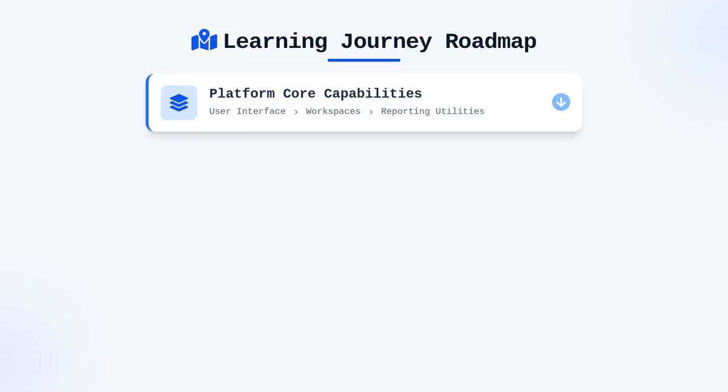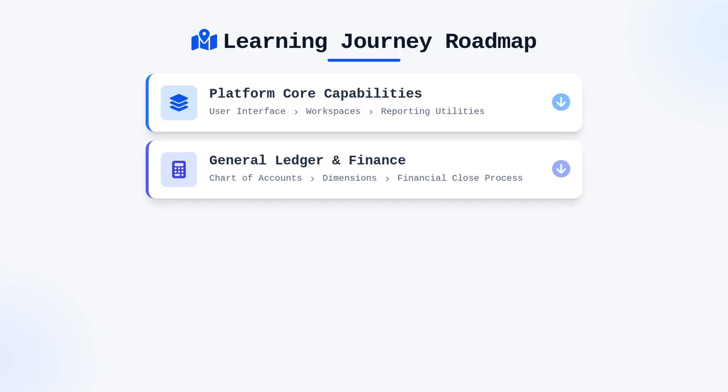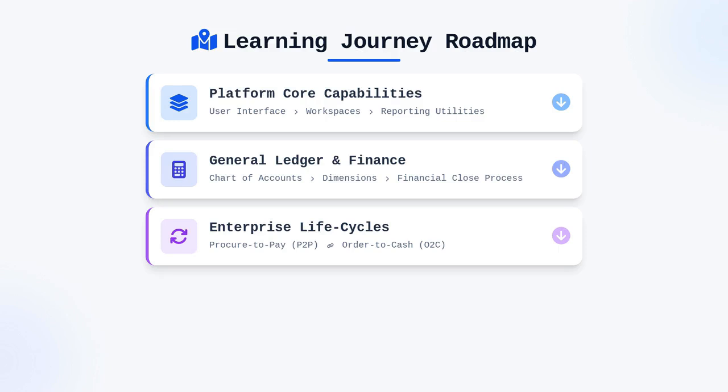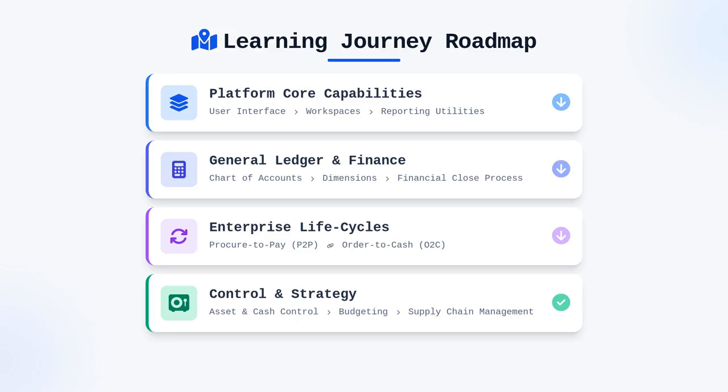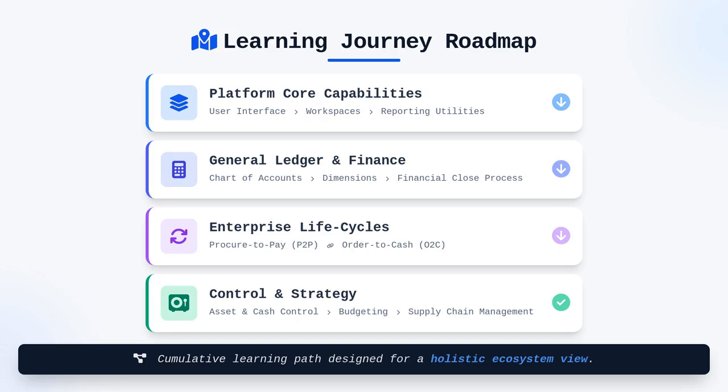We will begin by exploring the core capabilities of the platform, including the user interface, workspaces, and reporting utilities. From there, we move into the intricate details of the general ledger, focusing on accounts, dimensions, and the financial close process. As we progress, we will examine the full life cycle of procure-to-pay and order-to-cash cycles, which are the backbone of any enterprise resource planning implementation. You will also learn about asset and cash control, as well as the fundamental concepts of budgeting and supply chain management. This path is designed to be cumulative, ensuring that each topic builds upon the one before it to create a holistic view of the ecosystem.